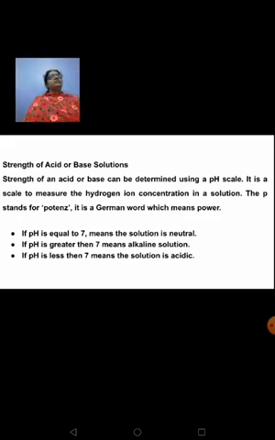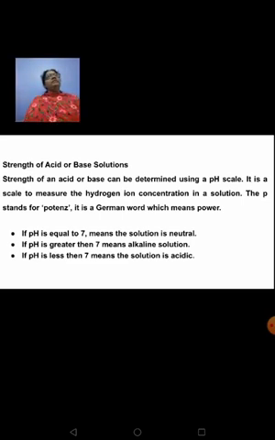Next, how will you determine the strength of an acid or a base? The strength of an acid or a base can be determined by using a pH scale, which is numbered, as you know, starting from 1. It has different color band strips. It was shown when the lesson was taught to you. The pH scale is used to measure the concentration of hydrogen ion in a given solution. The letter P stands for potence, that is, strength or power.